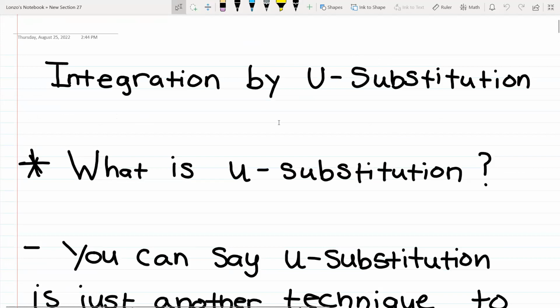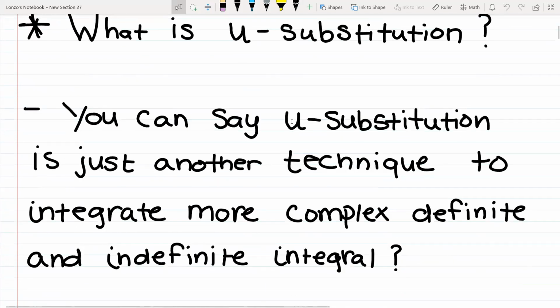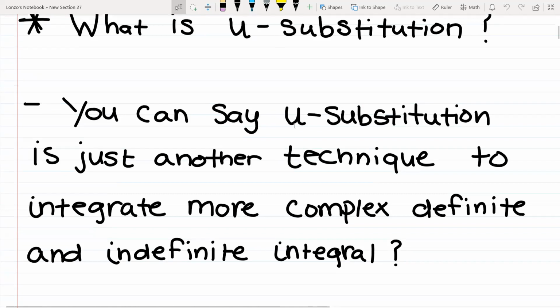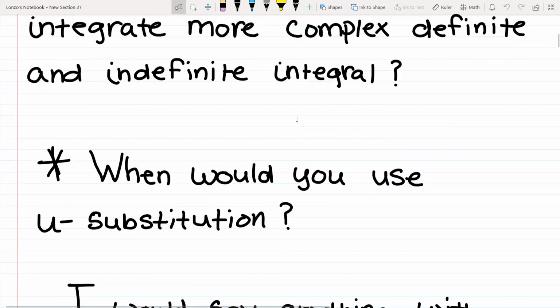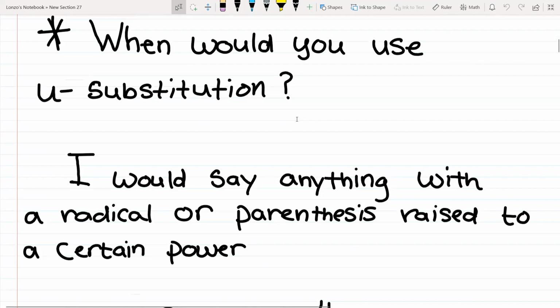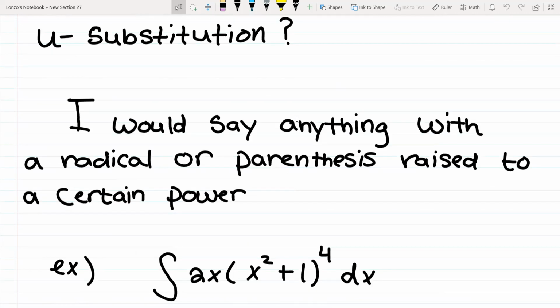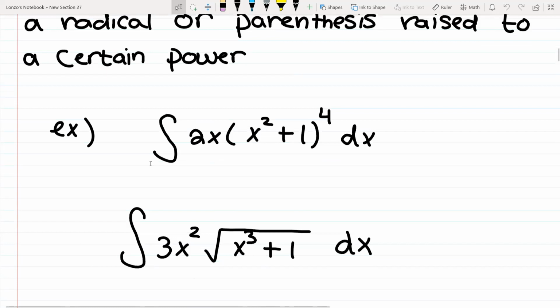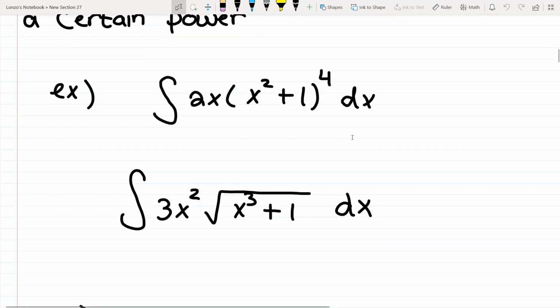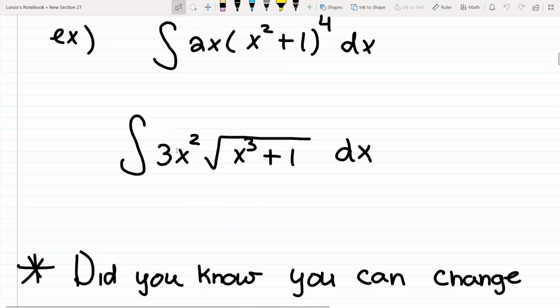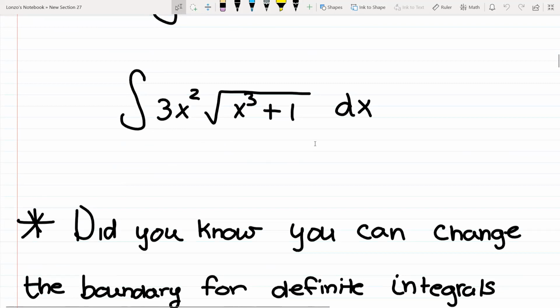So what is u-substitution? You can say u-substitution is just another technique to integrate more complex definite and indefinite integrals. When would you use substitution? I would say anything with a radical or parentheses raised to a certain power. For example, the integral of 2x times (x squared plus 1) raised to the fourth dx. Or something like this, the integral of 3x squared times the square root of x cubed plus 1 dx.